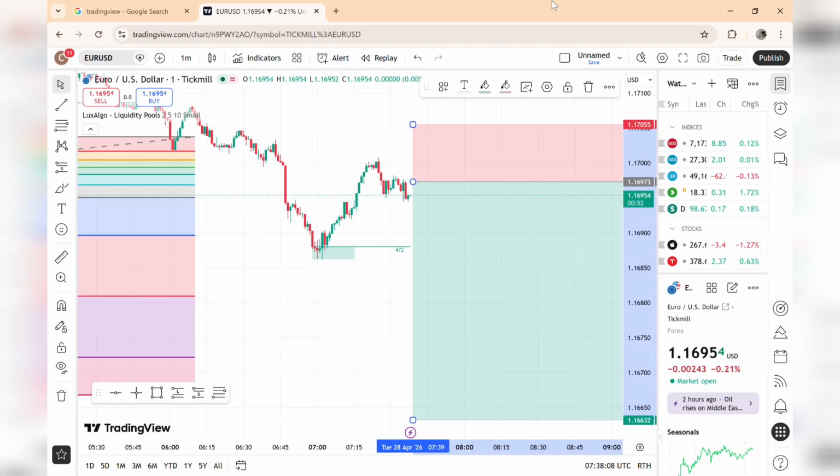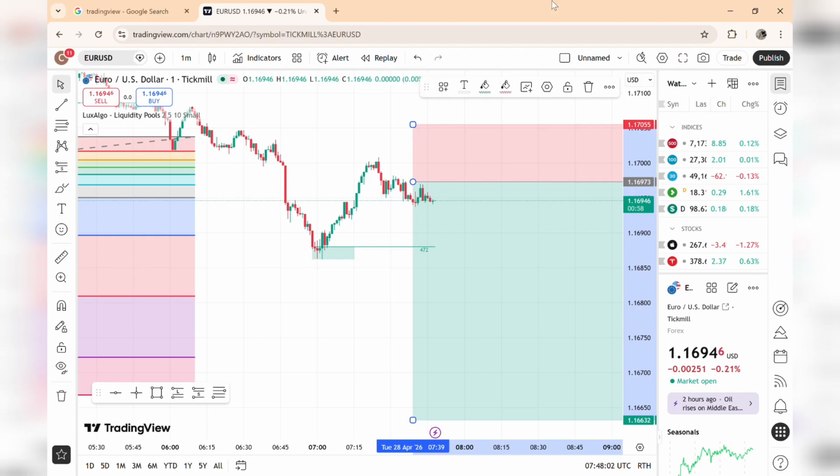Today I'm going to break down a live EURUSD scalp trade I took this morning on the 1-minute chart using Lux Algo liquidity pools. This is a real trade, real levels, and I'm going to walk you through exactly what I saw and why I took it. Let's get into it. So here's the setup.